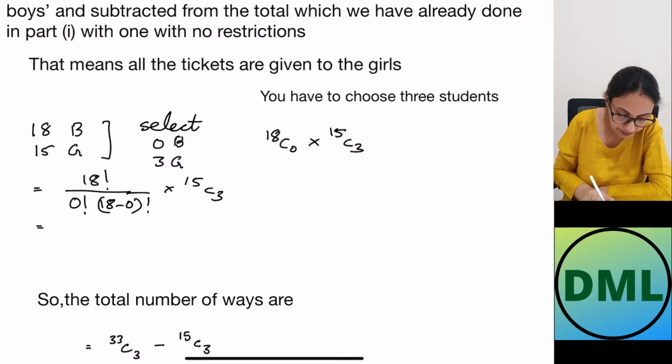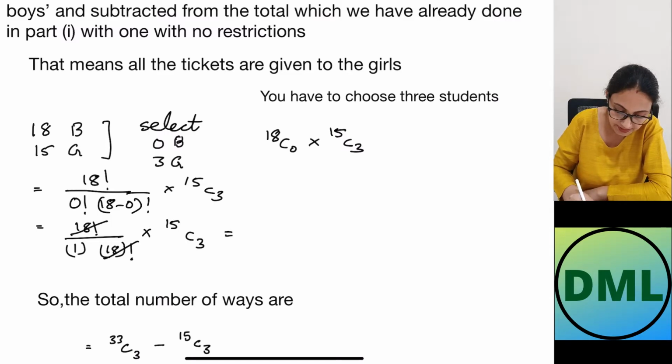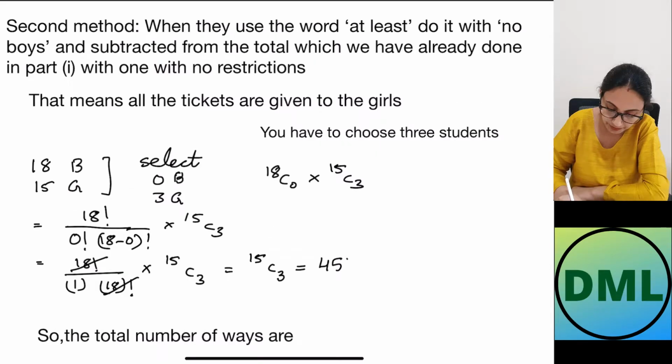Now if I solve it here, it will be 18 factorial, 0 factorial is 1, and this will be 18 factorial. So 18 factorial will get cancelled with 18 factorial, and 15C3 is as it is. So the answer will be only 15C3, which is equal to 455.